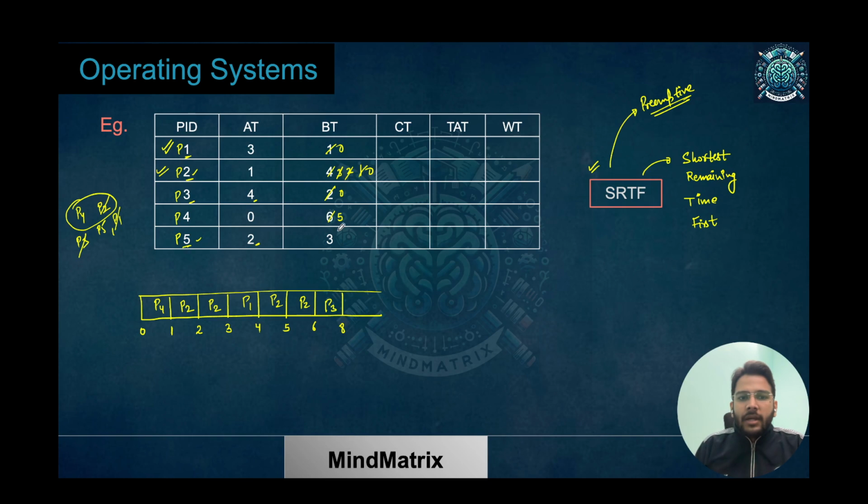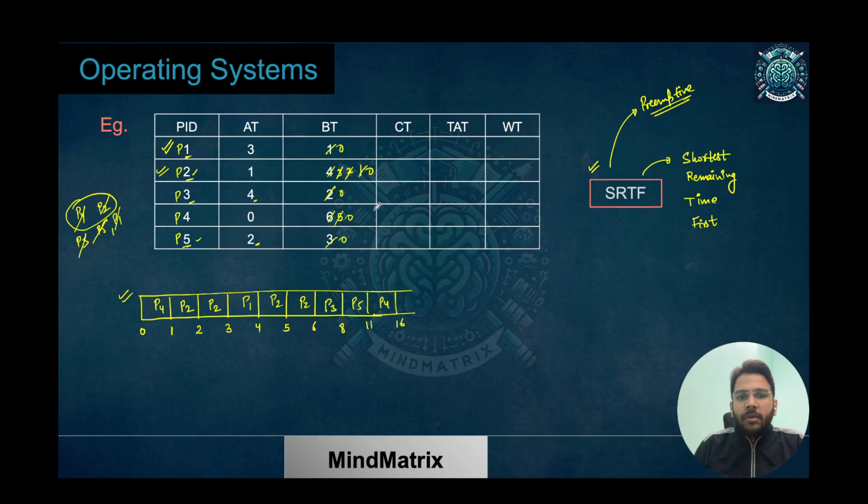Clear? Now if you compare the burst time of P4 and P5, P5 has the smallest burst time. So we can schedule P5 entirely because no more processes are going to arrive. 8 plus 3, it is going to be 11. So P5 has also completed its execution. And at the end we have P4. 11 plus 5, it is going to be 16. All the processes have completed their execution. And this is the way these processes are going to be scheduled.